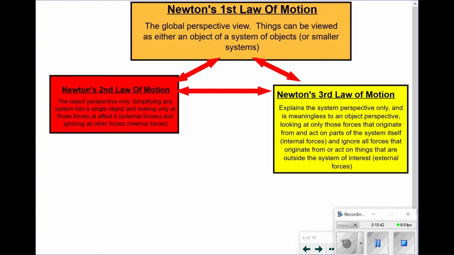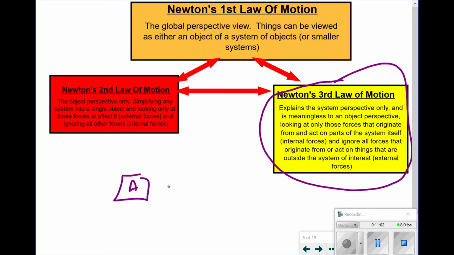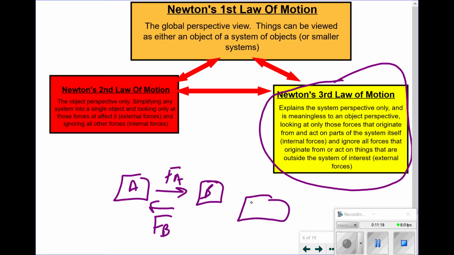If I choose to view something purely as a system, the third law of motion does come in very handily at that time. That's because the third law of motion can only explain systems and not objects. The third law of motion deals with the interaction between two things. A pushes on B, so B pushes back on A as a reaction. However, if I combine this up into just A plus B, then these forces cancel out and they're totally ignored.